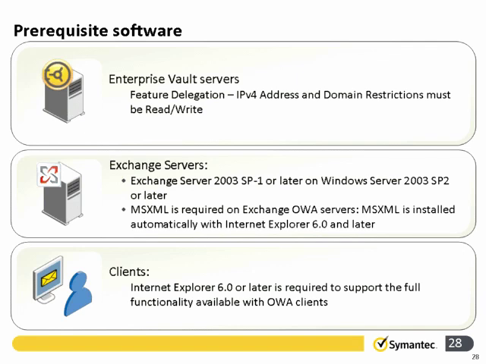And then on the Exchange server, you must be running at least Exchange Server 2003 Service Pack 1 or later, on Windows 2003 Service Pack 2 or later, and you need to make sure that the Microsoft XML feature is installed, which it is by default if you have Internet Explorer 6.0 or later. On the actual clients themselves, you need to use Internet Explorer 6 or later to support the full functionality available to the Outlook Web Access clients.